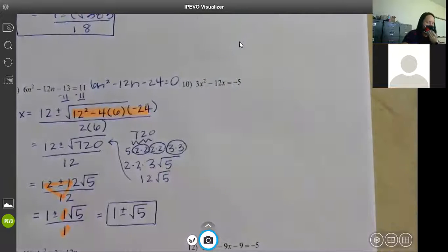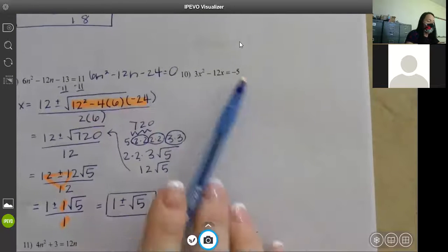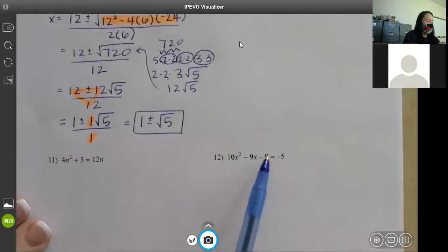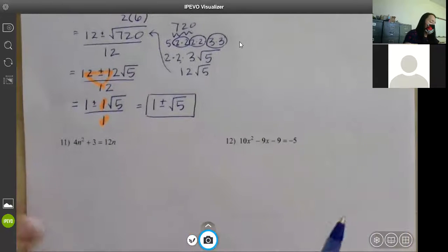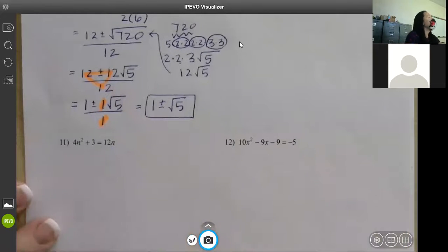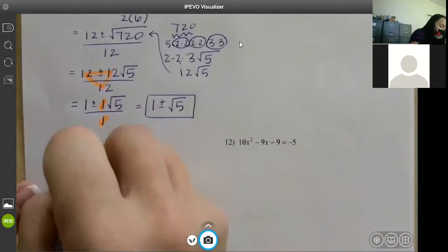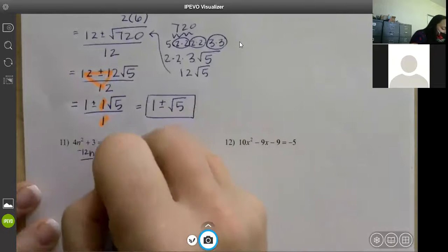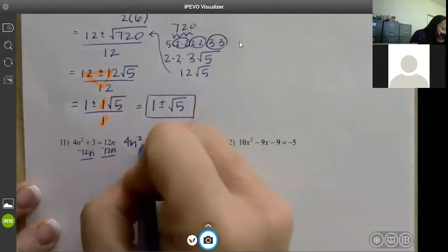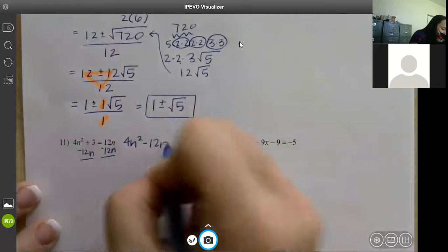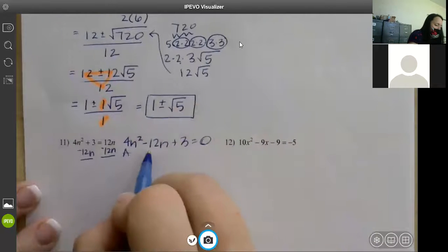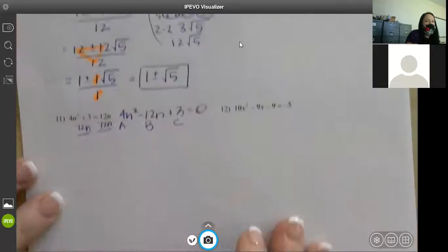All right, I'm going to drop to number 11 because number 10 is exactly the same. We would just add 5 over and put it on the end. On number 12, we would add 5 over and put it on the end. But on this one, we got to get rid of 12n, put it in the correct place. Where does that term go? In the middle. So when I subtract 12n, we need to make sure that we have 4n squared. The 12n goes in the middle, so minus 12n, and then a positive 3. And here is your A, B, and C.